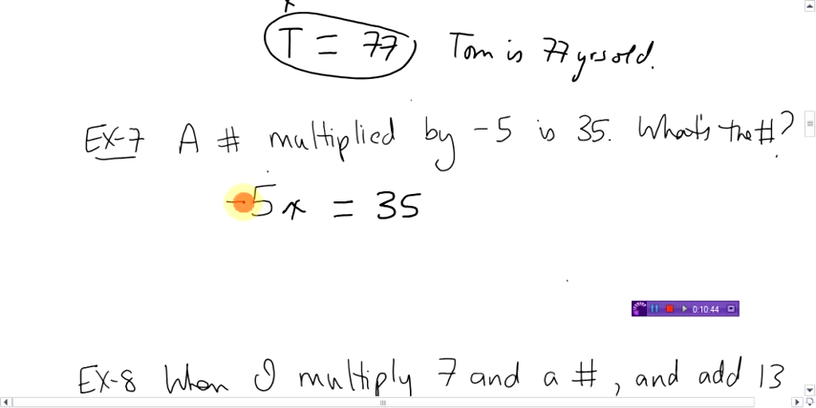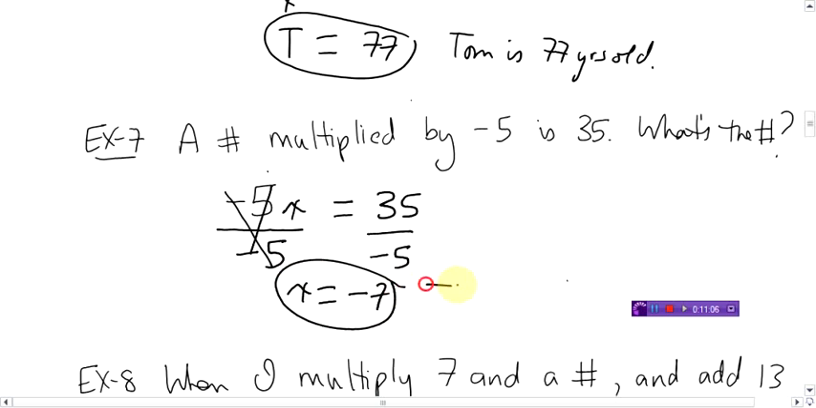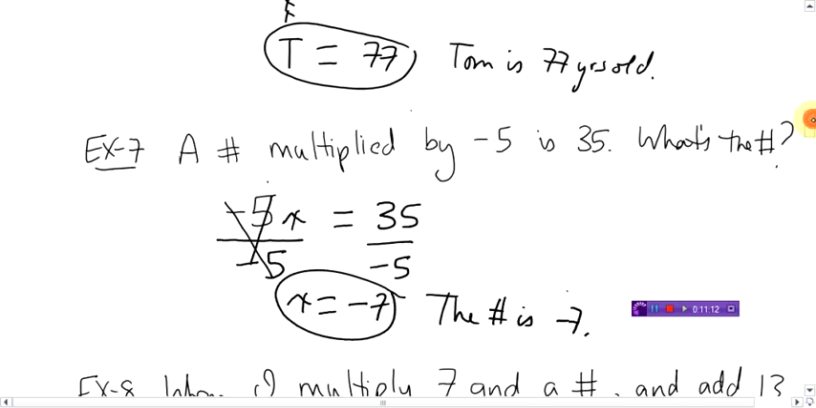What's the number? Well, what's being done to the x? It's being multiplied by negative 5. The opposite of multiplying by negative 5 is dividing by negative 5. Same to the other side. The negative 5s go bye-bye. You're left with x equals that divided by that. Signs are different. Negative 7. The number is negative 7. Moving along.